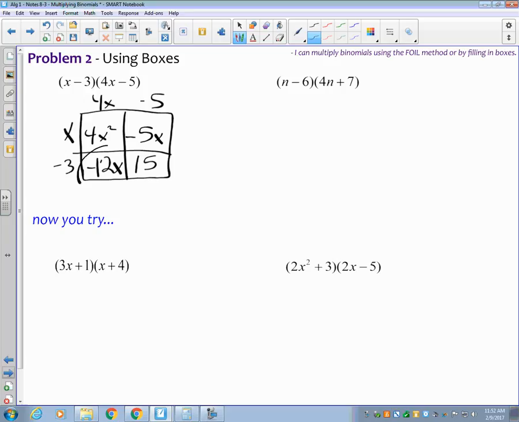Because I already have it here, I'm going to combine together my like terms as I'm rewriting the problem. So it's going to go 4x squared minus 17x plus 15. That's a benefit of the box method. It's already written out, so you can do that step.